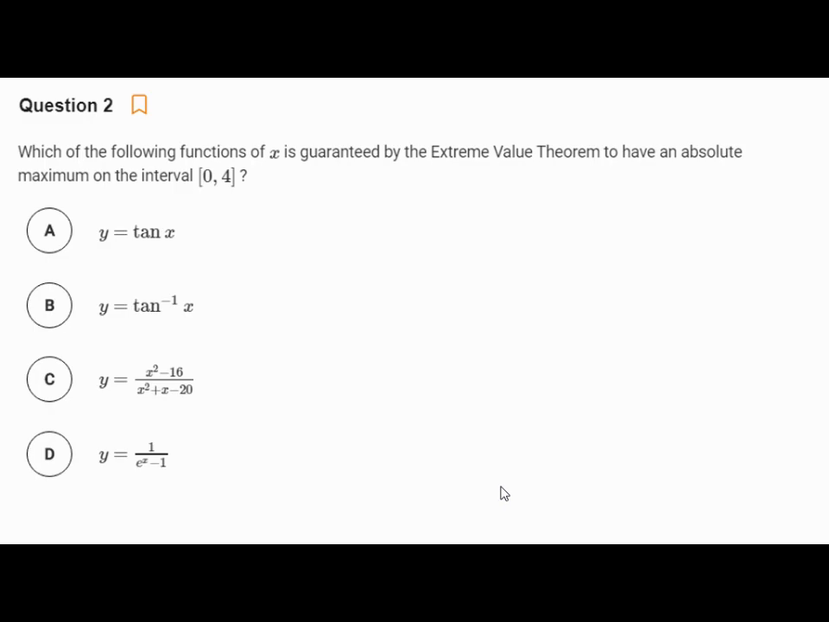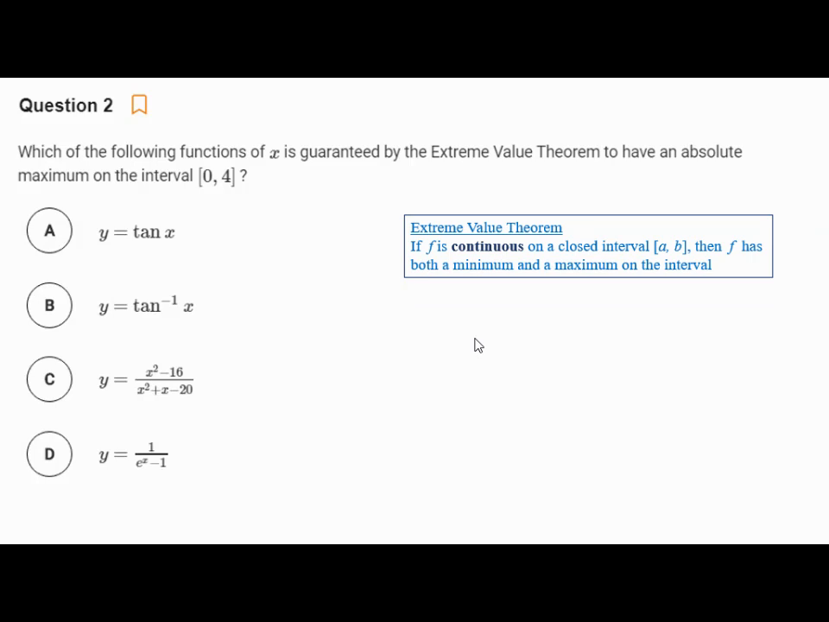Question number 2. It says, which of the following functions of x is guaranteed by the extreme value theorem to have an absolute maximum on the interval 0 to 4, and it's including 0 and 4 because that's closed interval notation. So, extreme value theorem. If you remember, the function must be continuous. Here I give you the flashcard, the theorem for the extreme value theorem, and it says that the one criterion for the extreme value theorem to work is that the function must be continuous.